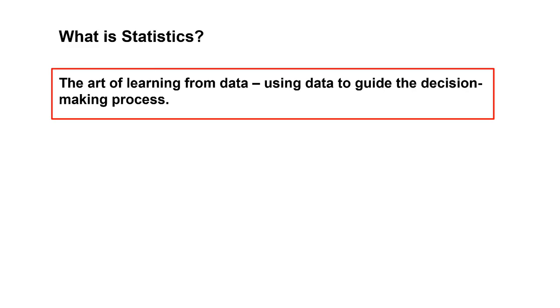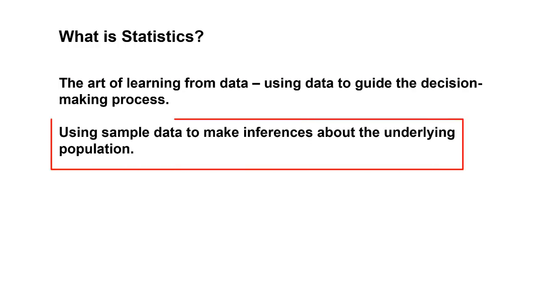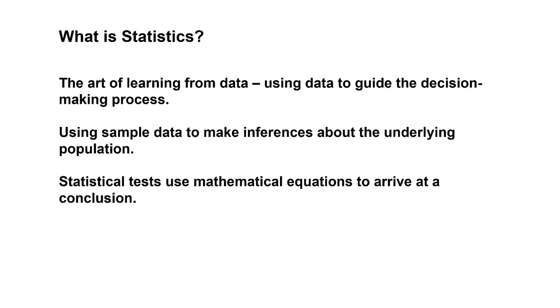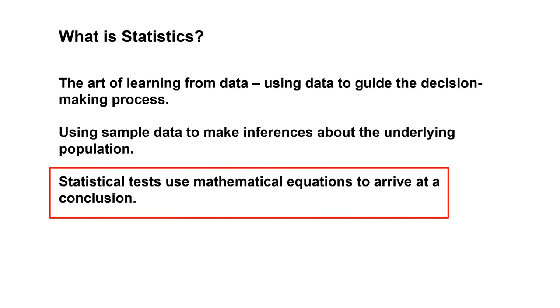So, first of all, what is statistics? In the previous screencast, I did go through this in a little bit more detail. I like to think of statistics as the art of learning from data, using data to guide the decision-making process. We use sample data to make inferences about the underlying population. Many statistical tests use mathematical equations to arrive at a conclusion. So a lot of this course and the next course, part 2, you're going to be doing a lot of mathematical tests and using mathematical equations to arrive at a conclusion.